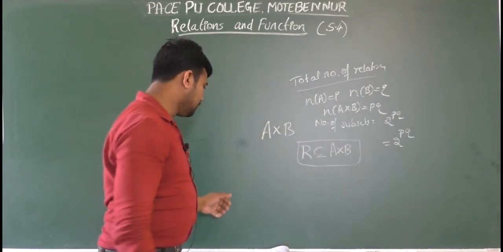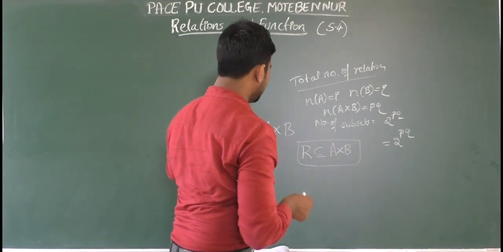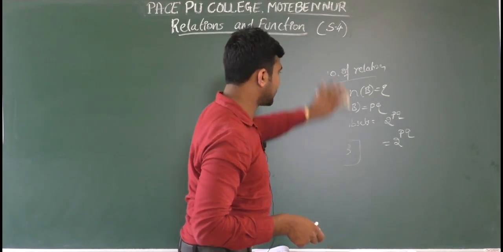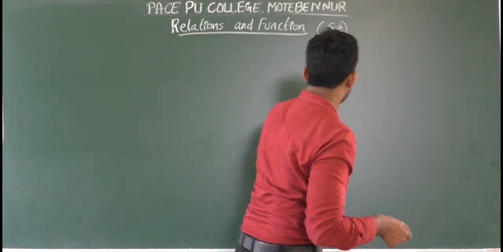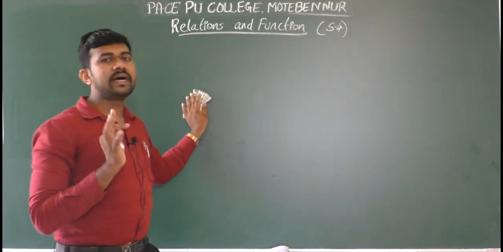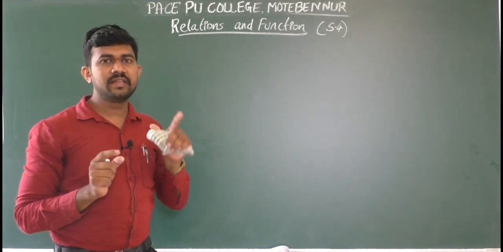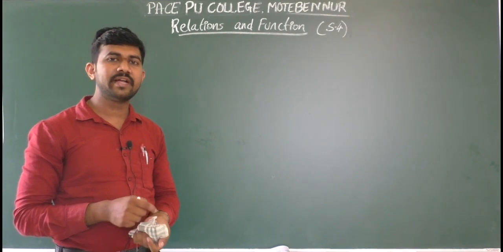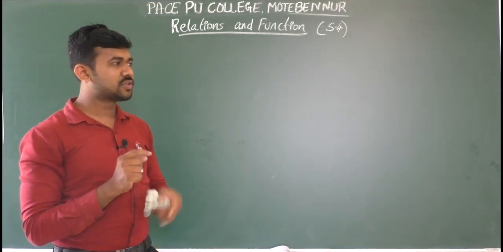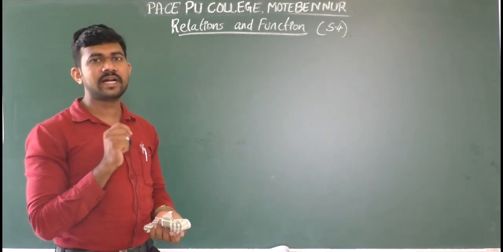So now we'll see the problems related to this. As I said, they will ask to find the domain, range and codomain, and also to depict the relation using an arrow diagram. That we also saw in the last class. So now we'll continue with problems regarding that.